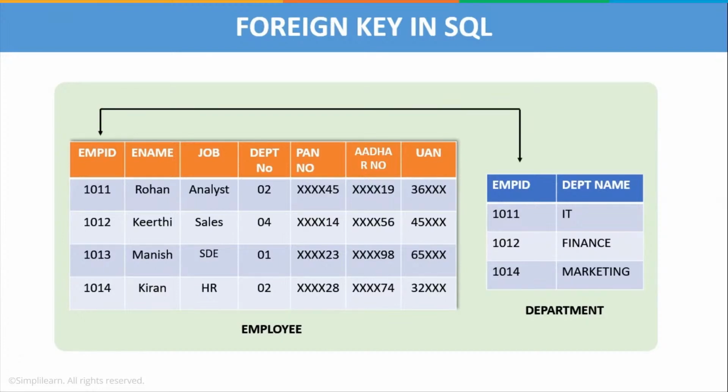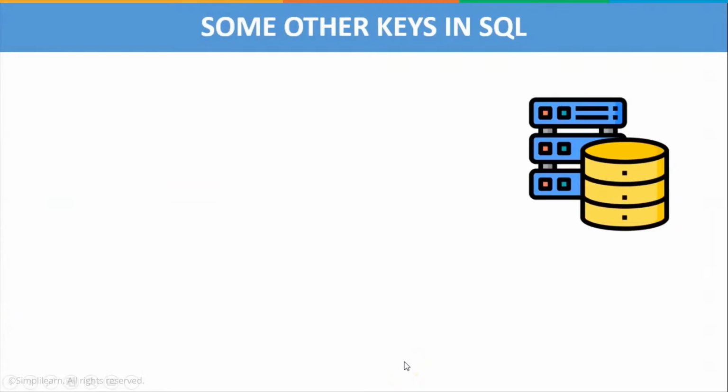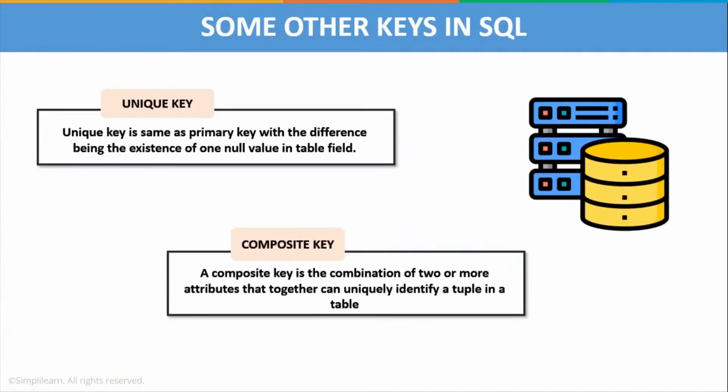Now clearly the employee ID, which is the primary key in the first table employee, is acting as a cross-reference for the department table. That is, the employee ID acts as the foreign key here for the department table. So in this way you can use the foreign key in SQL. And similarly we have some other types of keys in SQL which are not that significant in their usage.